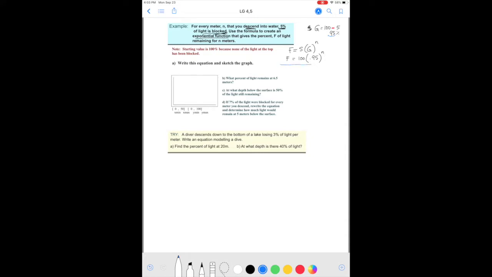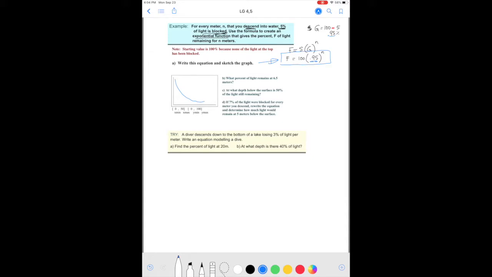So there is our question, the equation for the first one to graph. Again, I look at this, I know it's between 0 and 1, so it's coming down. So I'll just draw a little sketch like that. Okay, so let's go find the answers to our questions here. The first one says, what percent of light is remaining at 6.5 meters?